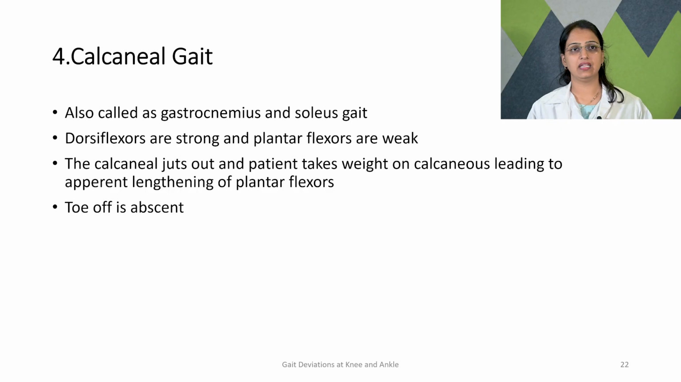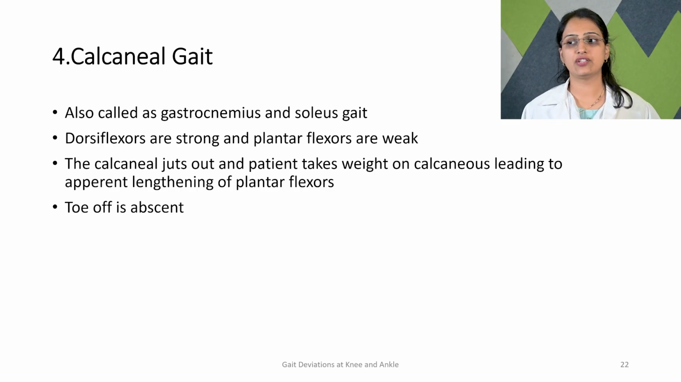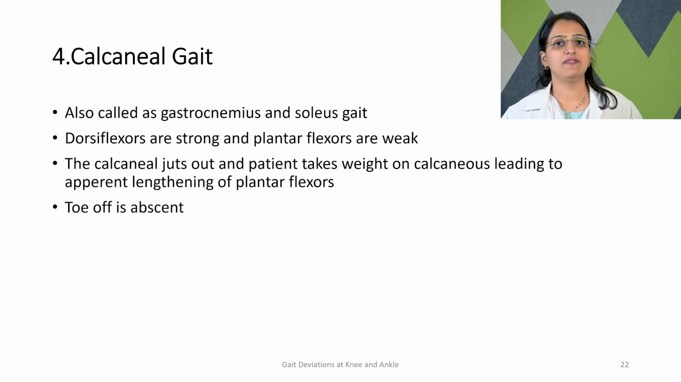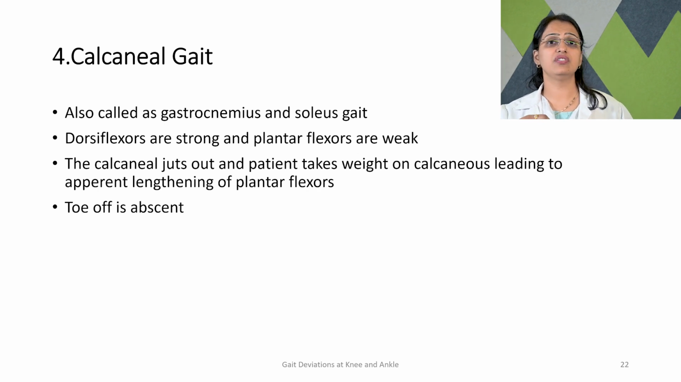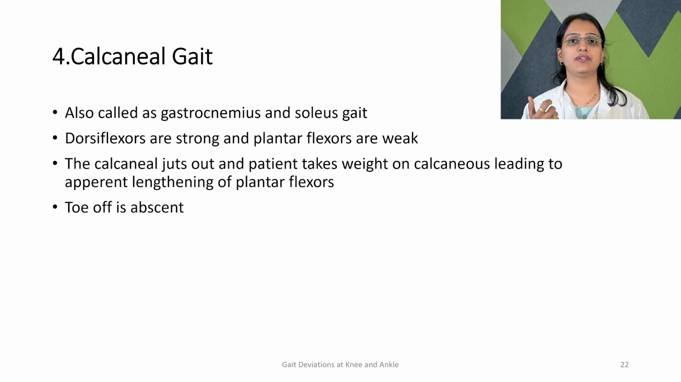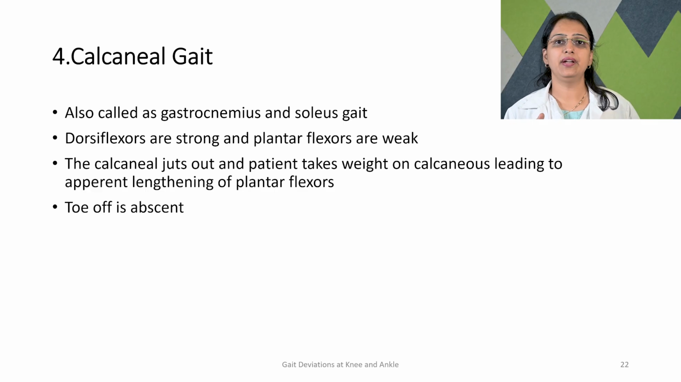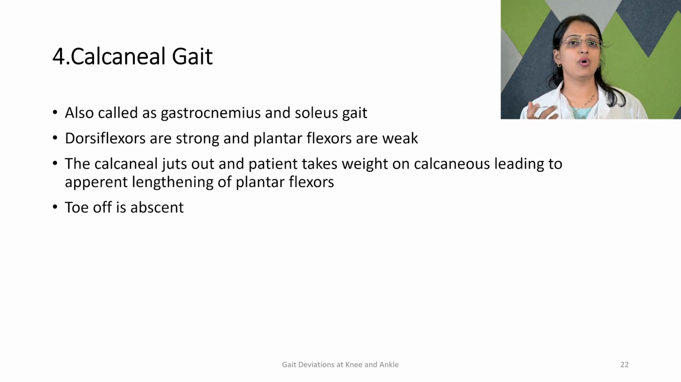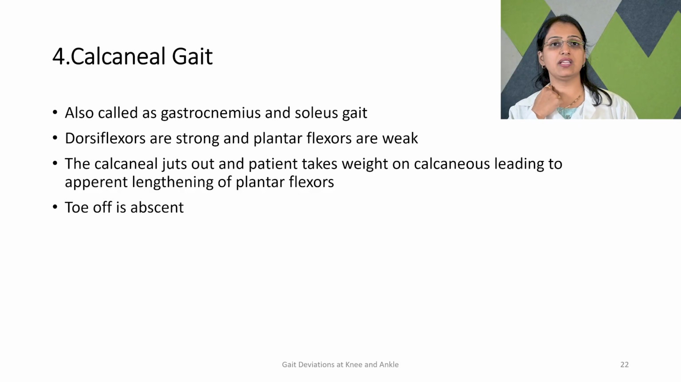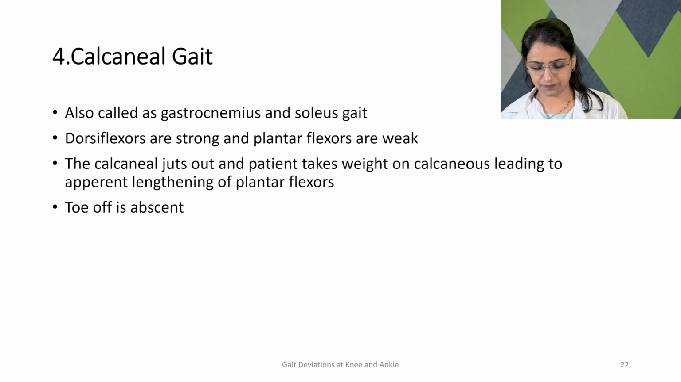Fourth one is a calcaneal gait. It is also called a gastrocnemius and soleus gait. Okay. So the dorsiflexors are strong and plantar flexors are weak. So the calcaneus juts out, okay, and patient tries to take weight on the calcaneum. It will lead to apparent lengthening of plantar flexor group of muscle, and here toe off is absent as patient is walking on the heel.